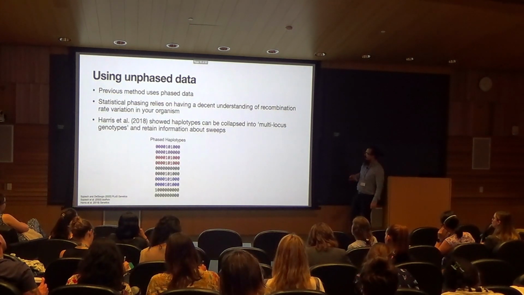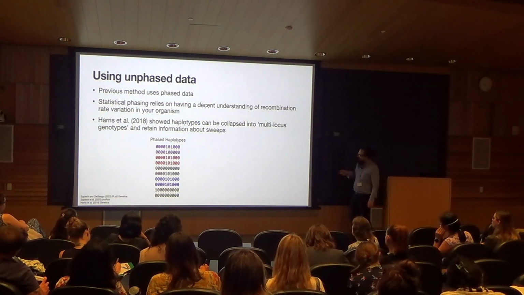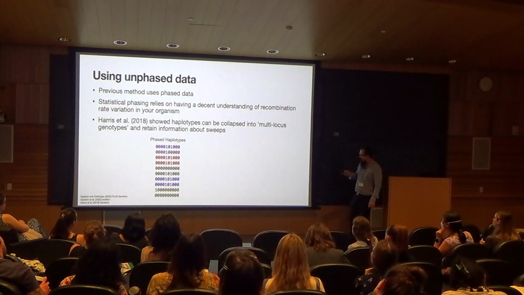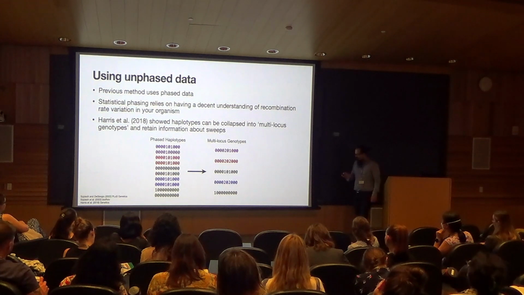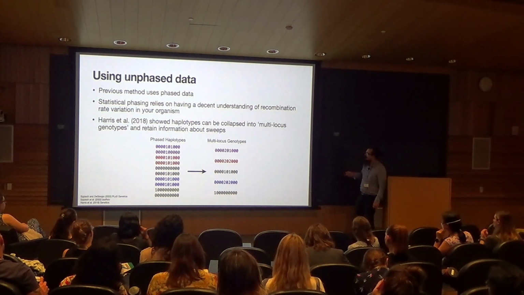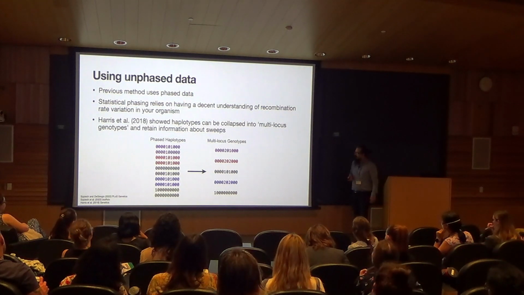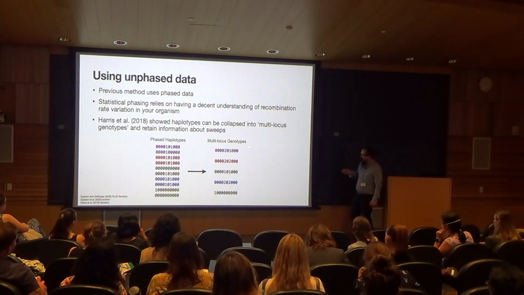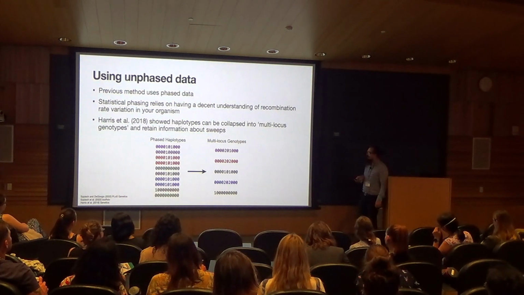So what do I mean here? Suppose we have a collection of phased haplotypes here. The colored haplotypes each represent a sample of a diploid individual. If we don't know what the phase is, we might collapse these into what I'm calling a multi-locus genotype. A 0-0 homozygote gets represented as a 0, a 1-1 homozygote gets represented as a 2, and a heterozygote gets represented as a 1. So we can collapse our genotypes in this way, and Harris et al. showed us that we still retain some information about sweeps.